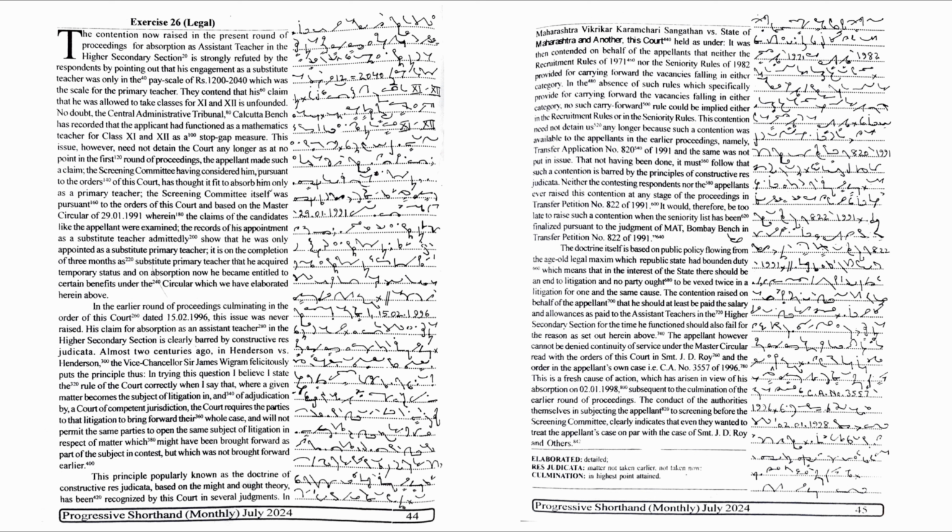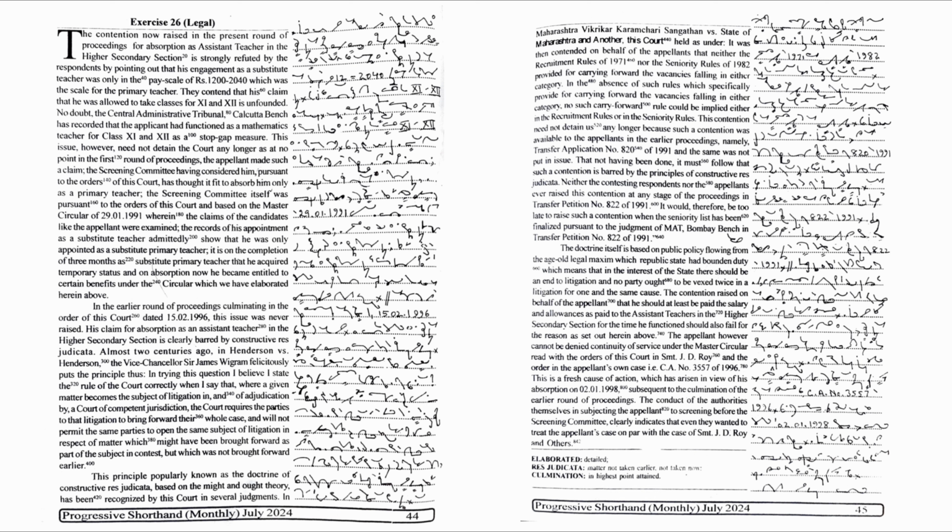No doubt the Central Administrative Tribunal, Calcutta bench has recorded that the applicant had functioned as a mathematics teacher for class 11 and 12 as a stopgap measure. This issue, however, need not detain the court any longer, as at no point in the first round of proceedings the appellant made such a claim, the screening committee having considered him pursuant to the orders of this court has thought it fit to absorb him only as a primary teacher.